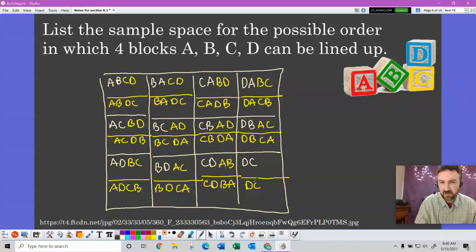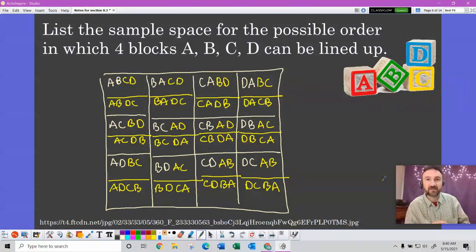Oh, DC. Are you a DC Comics person or a Marvel Comics person? Question for the ages, I guess.